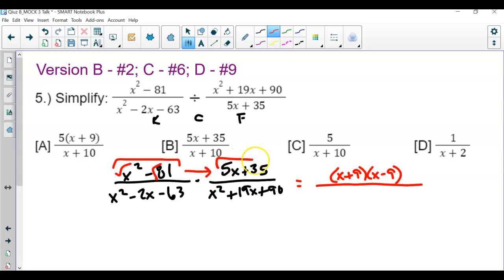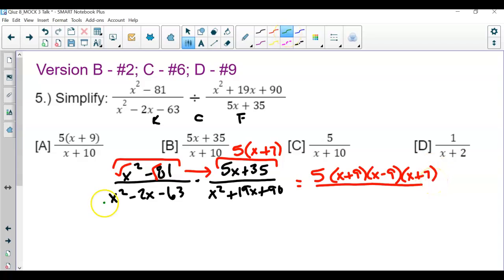Now I'm going to go to the next numerator, back to two terms, but not that special case of the difference of two perfect squares. So do we have a GCF? Yes. You can take out 5. So this becomes, well, 5 divided by 5 is 1, so 1x, and 35 divided by 5 is 7. So I'm going to put that 5, my GCF, on the outside. So I've got 5 and then x plus 7.